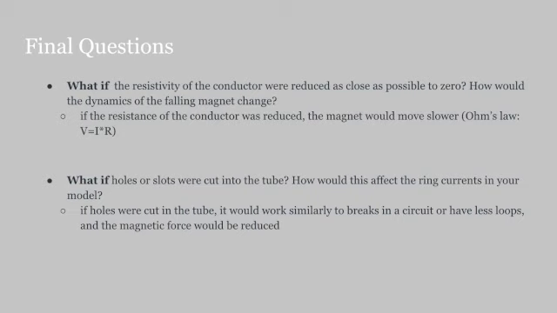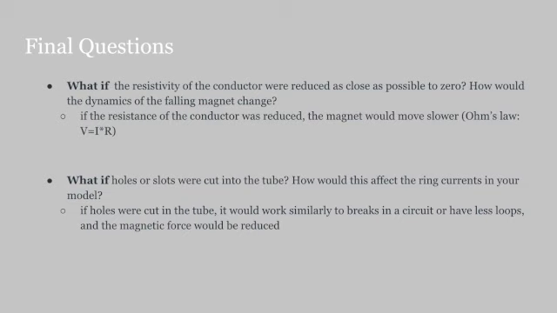If the resistivity of the conductor were reduced to 0, or if the resistance of the conductor was reduced, the magnet would move slower, which is according to Ohm's law. And then if holes were cut in the tube, it would work similarly to breaks in a circuit, where there would be fewer theoretical rings, fewer loops, and therefore the magnetic force would be reduced.